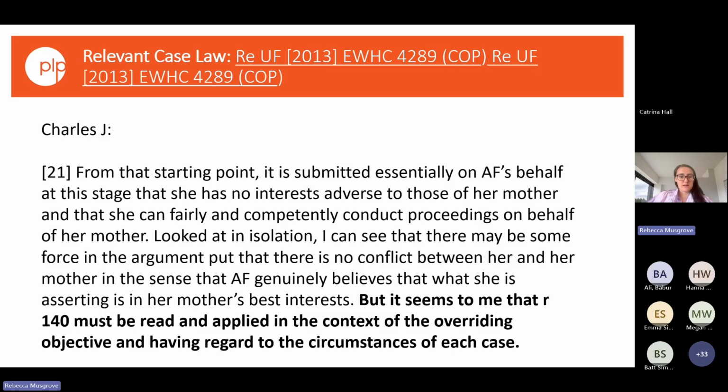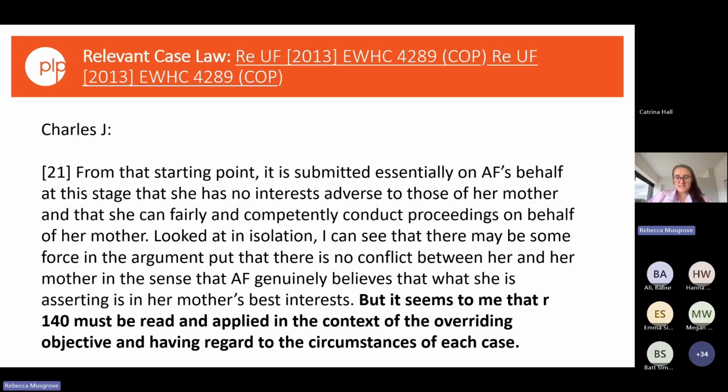She genuinely believes that what she's asserting is in her mother's best interest. Again, I think that's not an uncommon position that we often see. But it seems to me that the rules must be read and applied in the context of the overriding objective and the circumstances of each case.